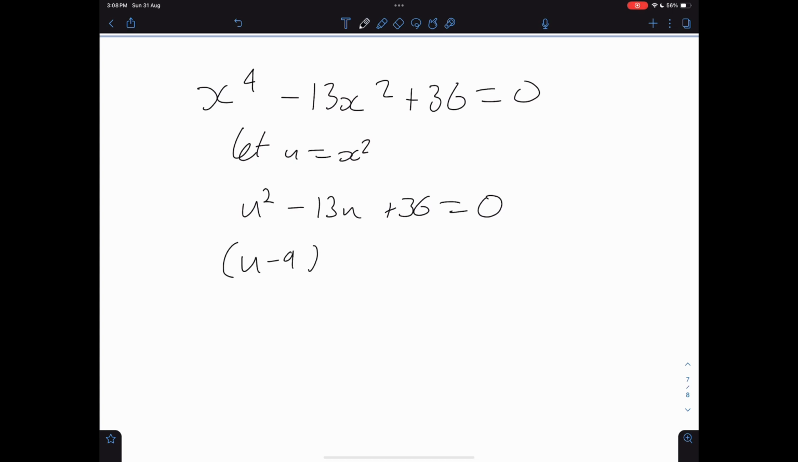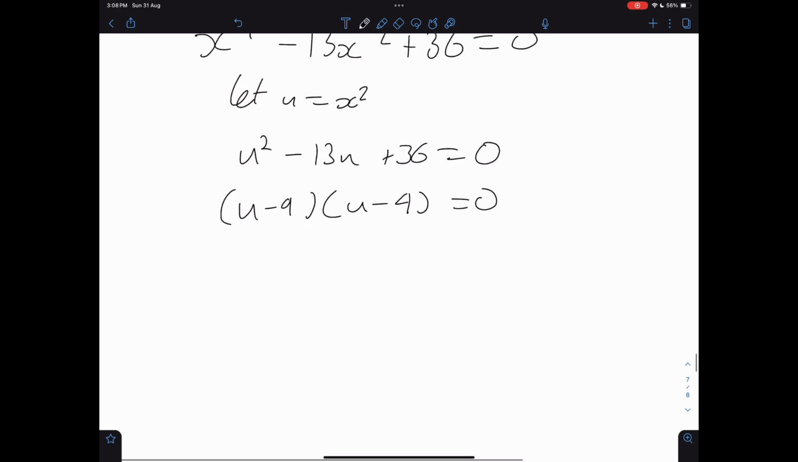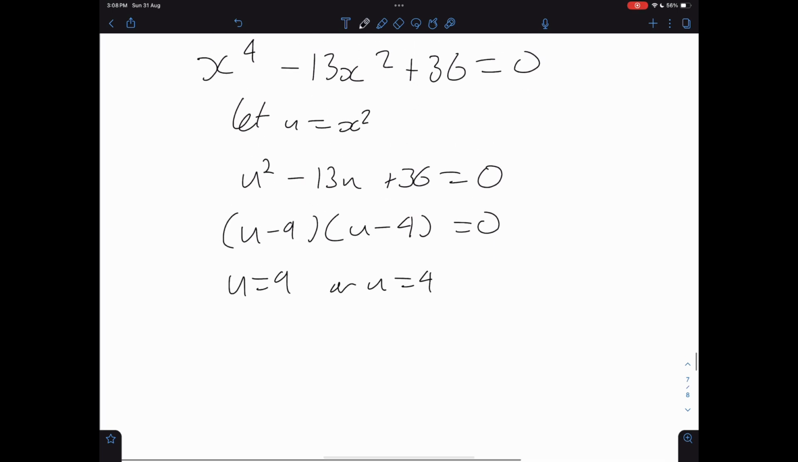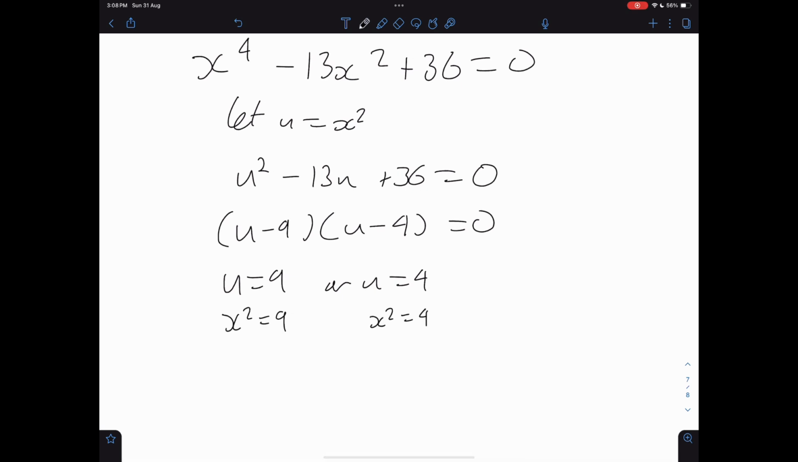And then you factorize. What's that? u minus 9, u minus 4 equals 0, because minus 9 plus minus 4 is minus 13, and minus 9 times minus 4 is 36. And then you'd go u equals 9 or u equals 4. And then you'd say, well, x squared equals 9 and x squared equals 4. So x equals 3 or x equals minus 3, and x equals 2 or x equals minus 2.